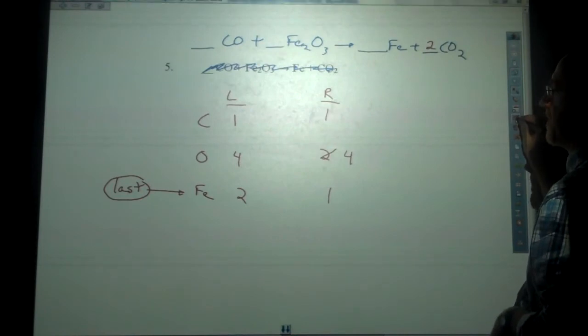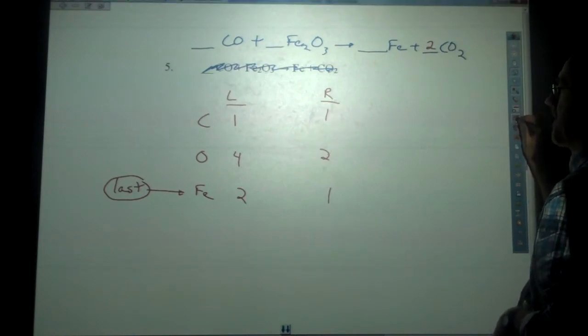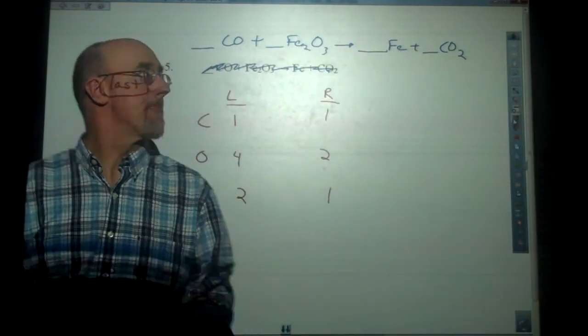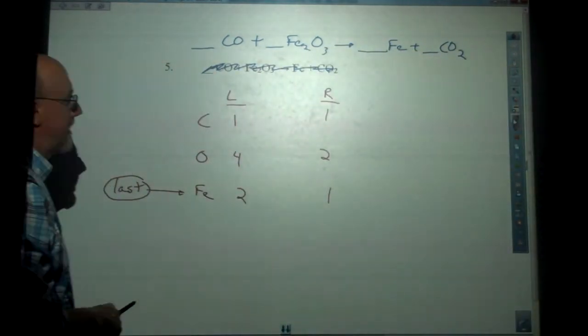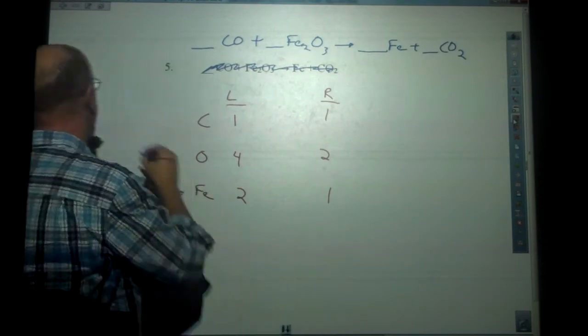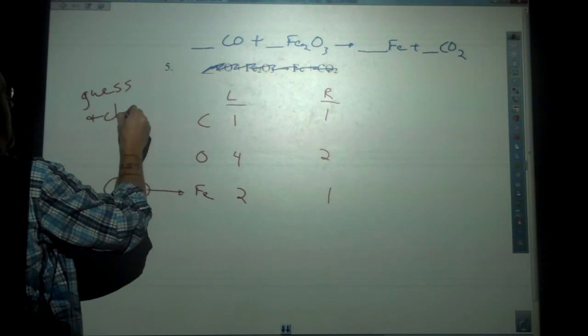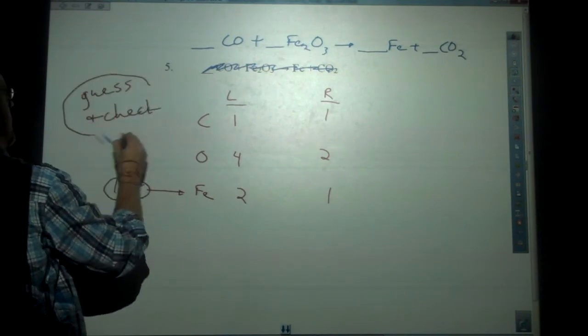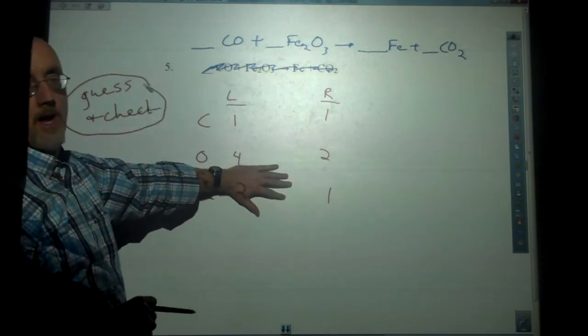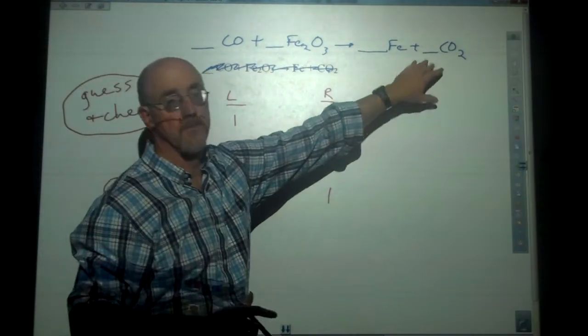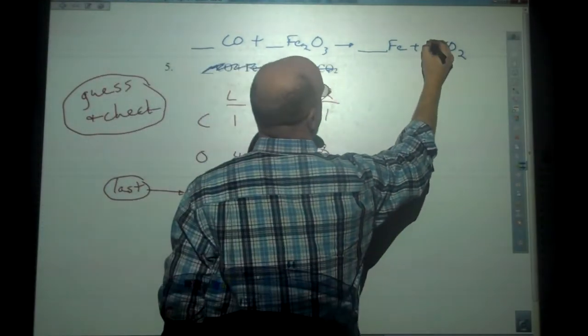You want to erase and go back to your original count. I'm just going back here on the screen. So there we go. So there's my original count. And so obviously 2 didn't work. So sometimes you got to do a little guessing and checking. So 2 didn't work in front of the CO2. So let's try a 3. So sometimes you just got to do a little guessing and checking.